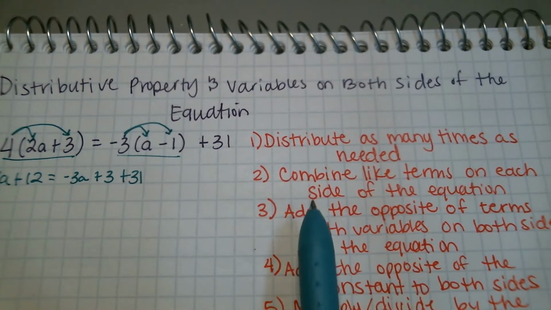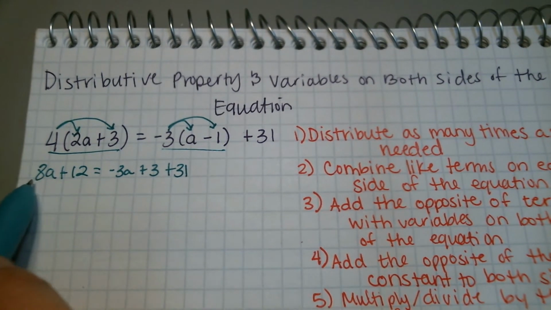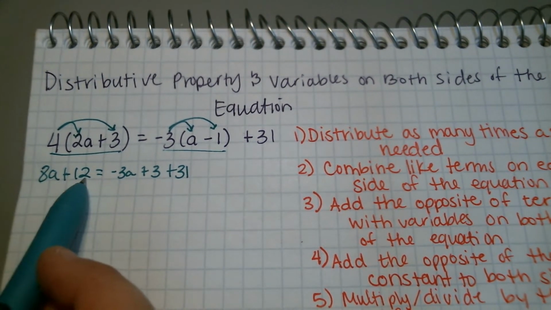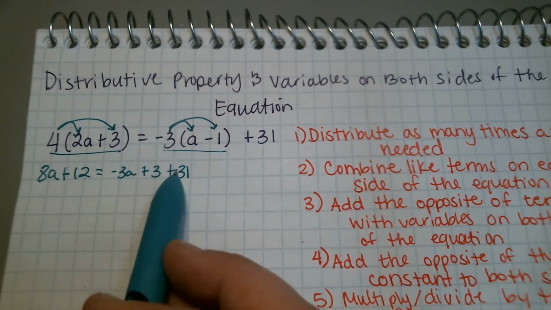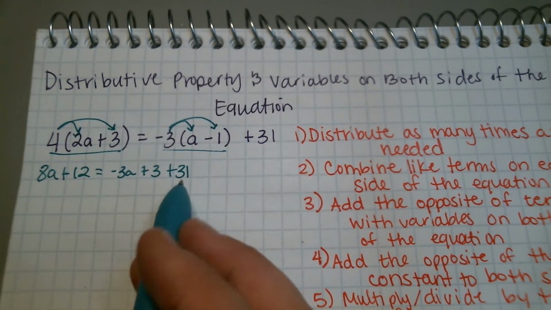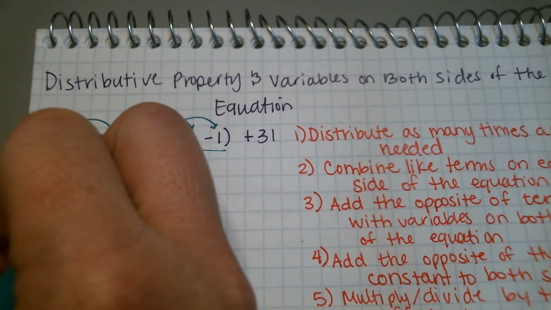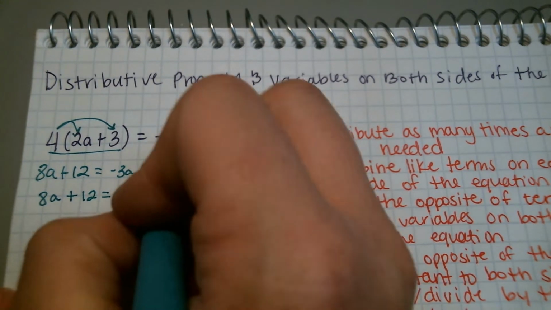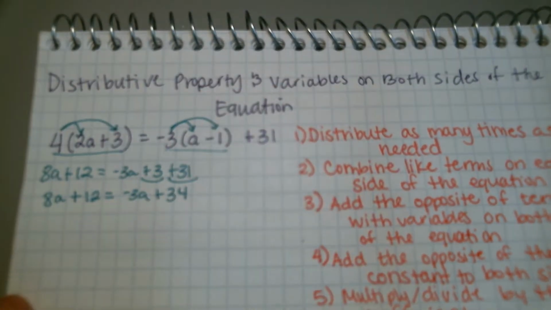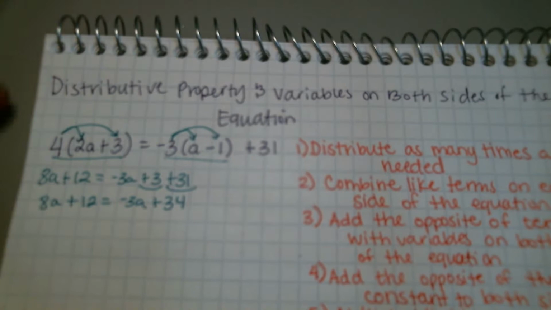Next thing I need to do, combine like terms on each side of the equation. So now I have to look at the left side of the equation, and I have the expression 8a plus 12. Well, those are not like terms, so there's nothing to combine here. So I go to the right side of the equation, negative 3a plus 3 plus 31. Well, 3 and 31 are both constants, so I must combine those constants by doing addition. So 8a plus 12 equals negative 3a, and 3 plus 31 is 34. Okay, so now we've simplified the left side of our equation and the right side of our equation.